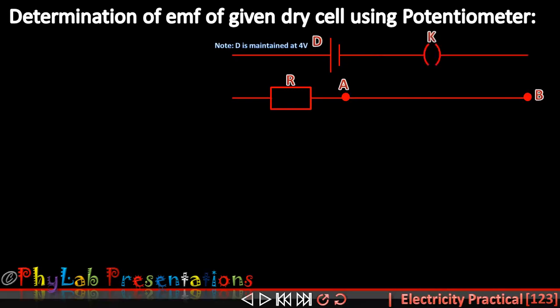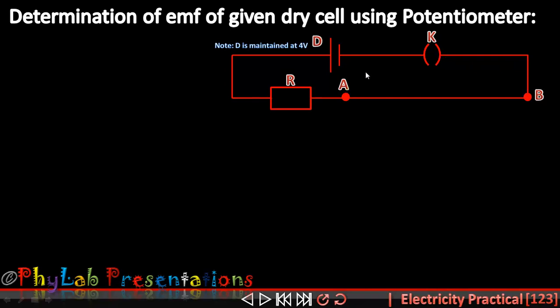Now you can notice all these things are once again connected in series. How? The DC power supply positive goes to one end of the resistance box. From the other terminal of the resistance box I connect to the end A of the potentiometer wire, and then from the negative of the DC power supply I go to one terminal of key K, and from the other terminal of the key I connect to the terminal B of the potentiometer wire.